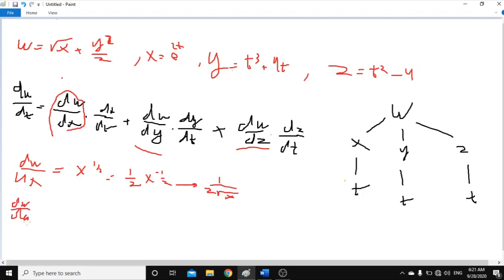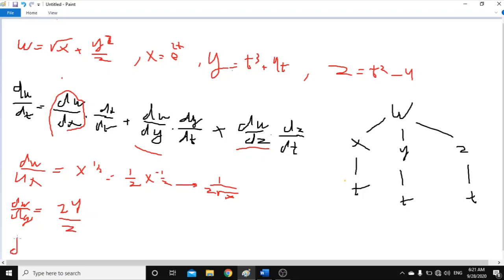dw over dy, let's solve for y here. Here we have a square root of x. It's a 0, so we can cancel it. We don't need it. Plus y squared over z. So we can write it as 2. The partial derivative with respect to y is 2y over z. And that's the answer.